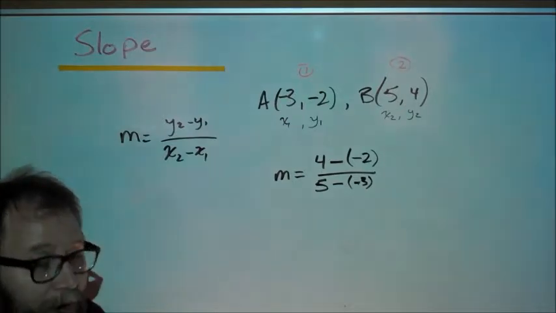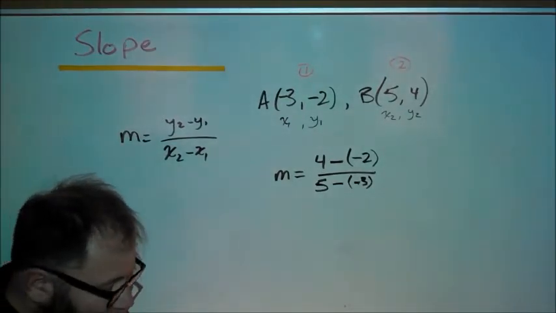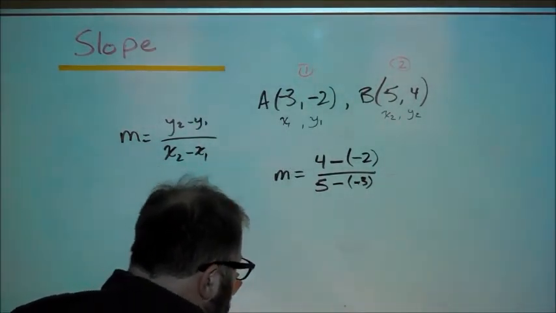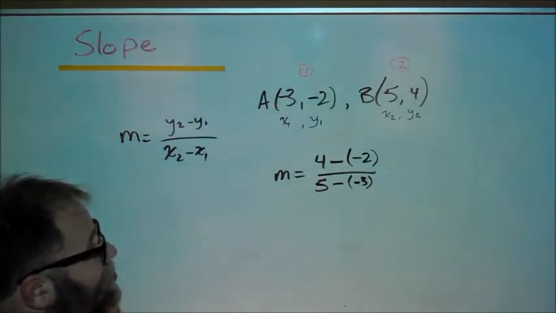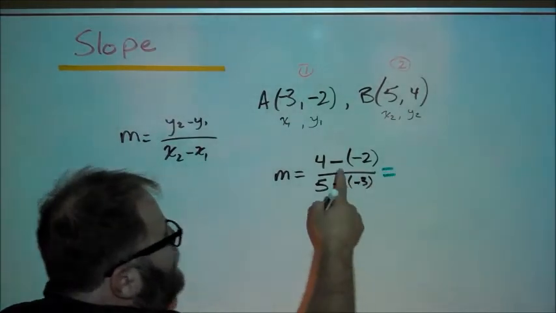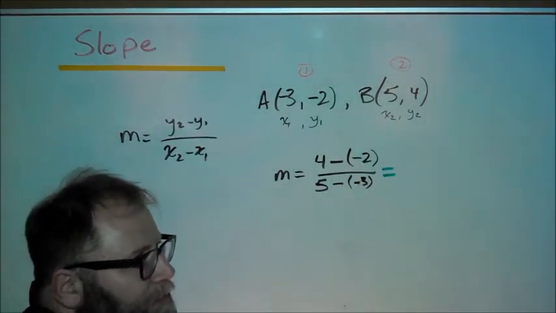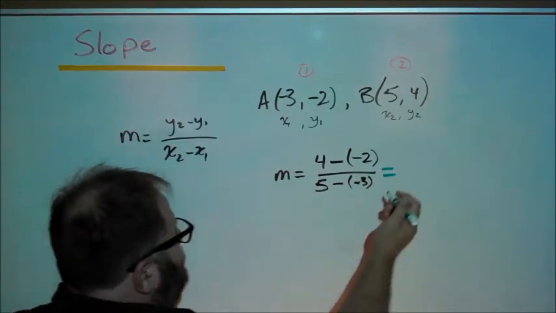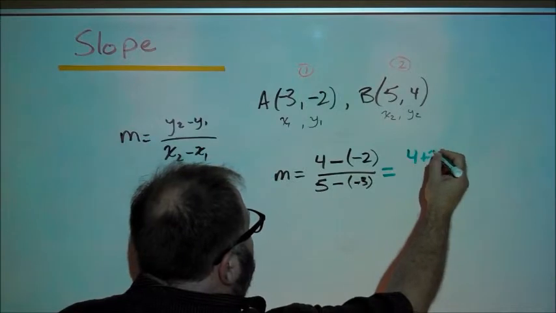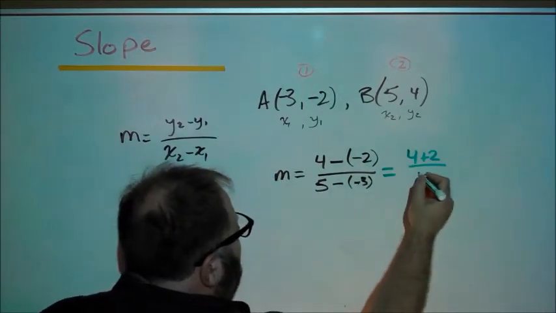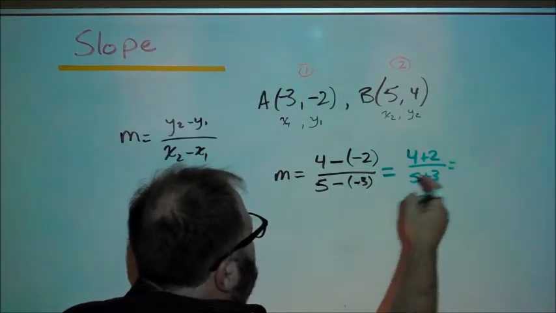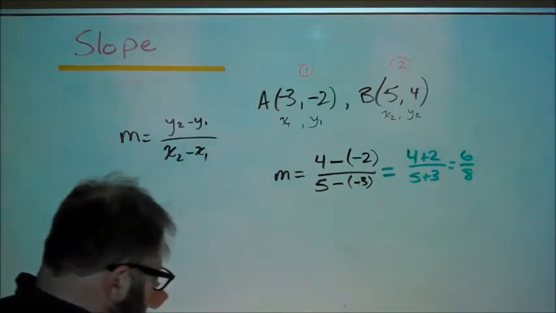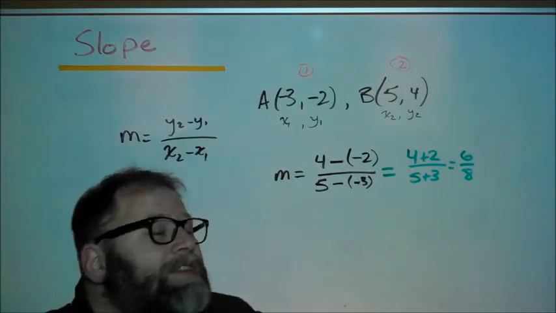Okay, so going back to our integer operations and working with that, let's rewrite this without those pieces being double negatives. So if I'm saying the opposite of the opposite, so if I have 2 and the opposite of 2 is negative 2, the opposite of negative 2 then is positive 2, which gives me 4 plus 2, and then 5 plus 3, and that is 4 plus 2 is 6, 5 plus 3 is 8, and now we have a slope of 6/8. No, we don't.